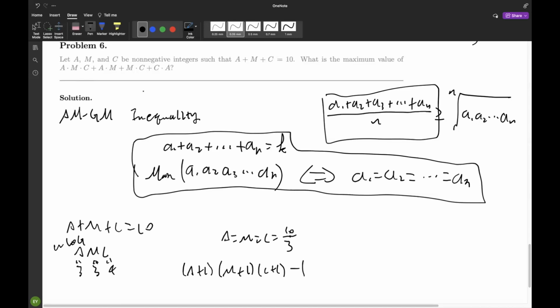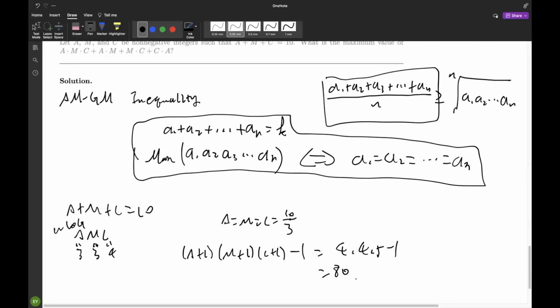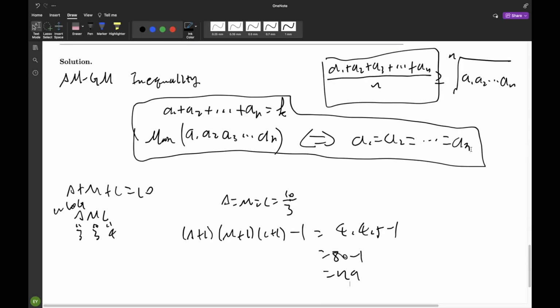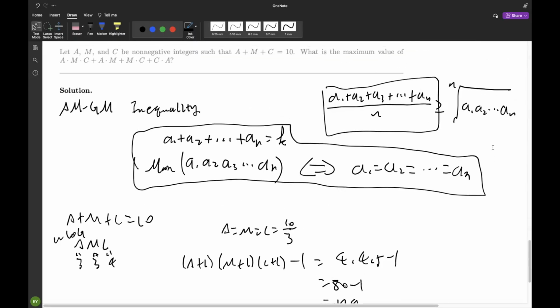요거랑 이거랑 같거든요. So we have 4 times 4 times 5 minus 1, wait, 16. AD minus 1 equals 79. Let me quickly check. Yeah, so this is the answer.